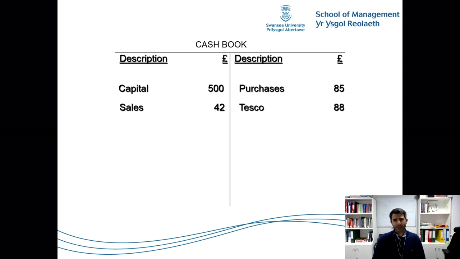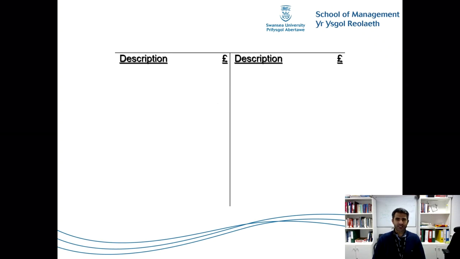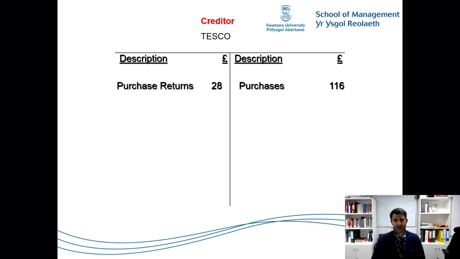So what happened in Tesco's account? Let's have a look at Tesco's account. That's Tesco, your creditor. Remember this. This is the account we have so far. Remember the first one on the credit side, which is £116, which you bought from Tesco as a supplier, and then you returned the £28, a purchase return. You returned goods, and that return should be on the credit side because it reduces the liability.